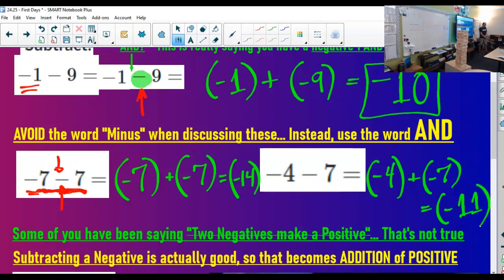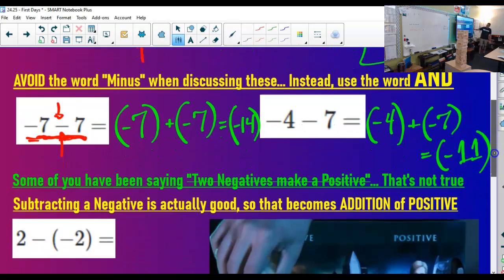Questions on those? I got some people choosing not to write these down. That feels a little iffy, but I can't really control you.